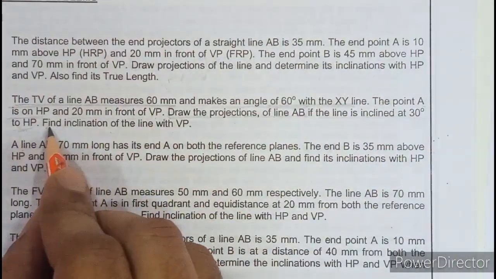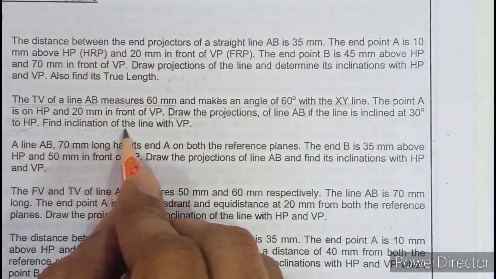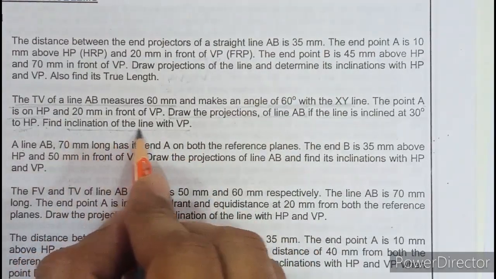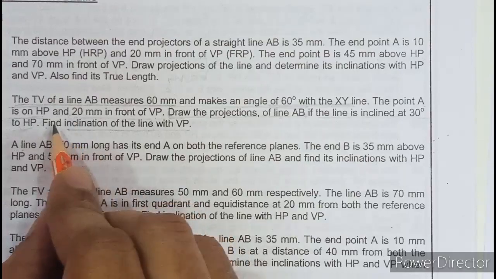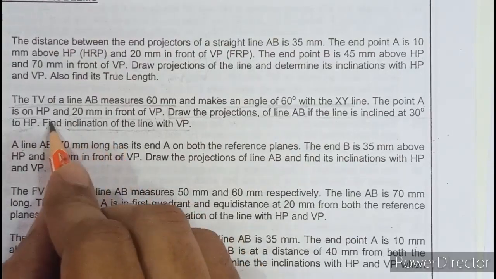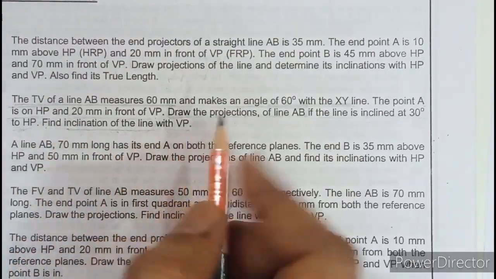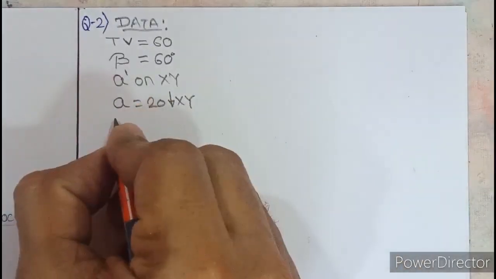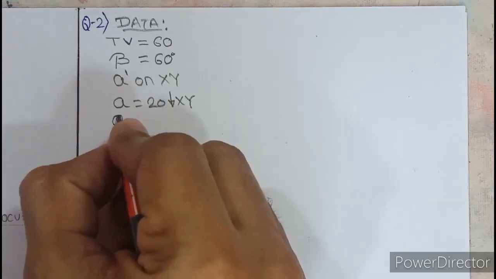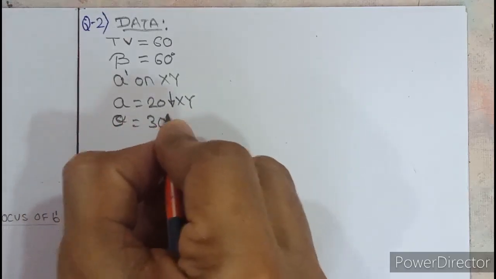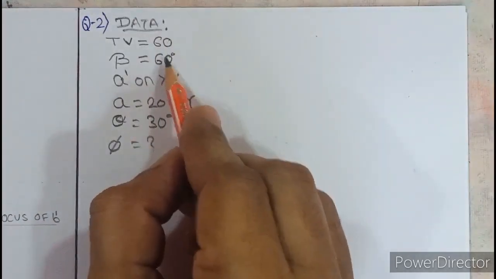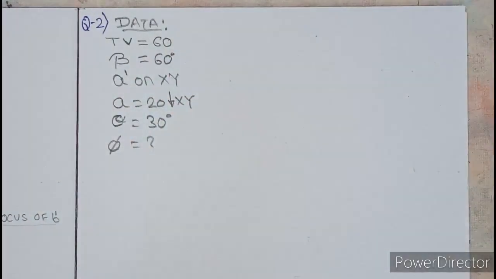And what they've asked you is to find the inclination of the line with VP. So how to read this? Inclination of line means true length. So they are asking you to find the true length of the line, angle made by true length of the line with VP. So they are asking you phi. So theta is given as 30 and phi they were asking. So theta is 30 degree and we are supposed to find out phi. So if you count the data 1, 2, 3, 4, 5. So 5 data is already given.